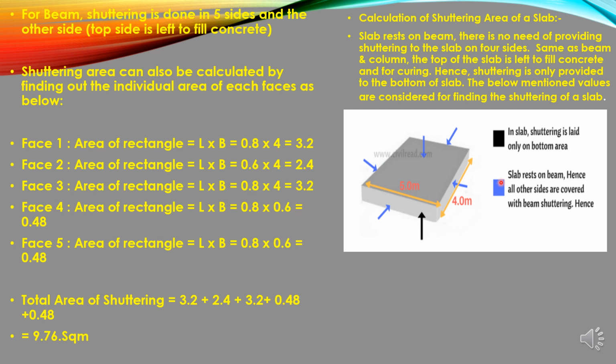This is the length, this is the width. In a slab, shuttering is laid only on the bottom area. Slab rests on beam. Hence, all other sides are covered with the beam shuttering. Hence, no shuttering is required on the top. Shuttering area of slab: bottom area of slab is equal to length into breadth. That is, the bottom area is equal to 5 into 4, which is equal to 20 square meter.